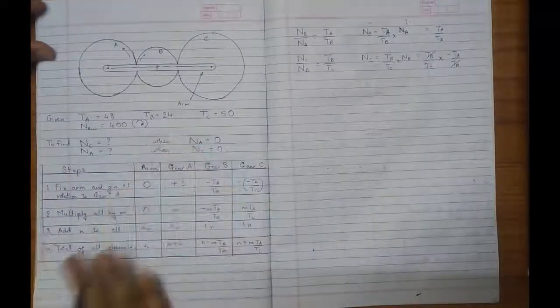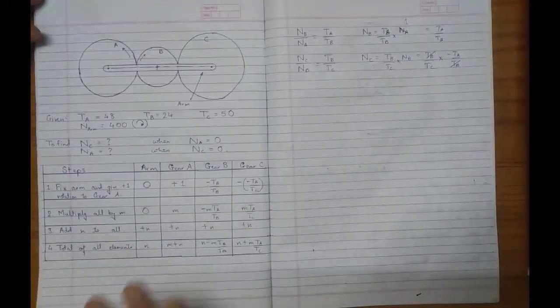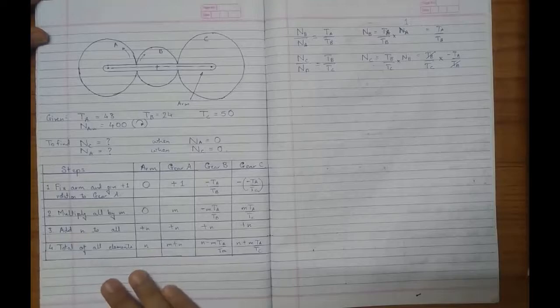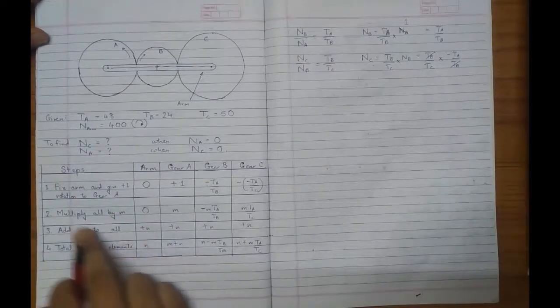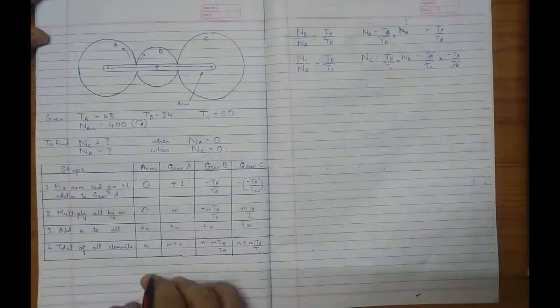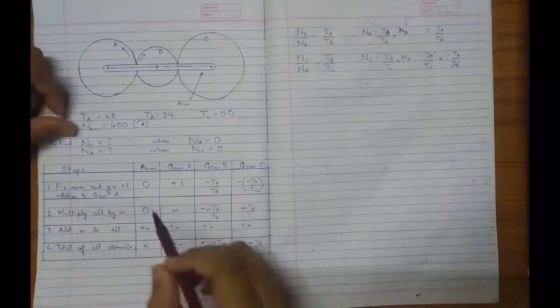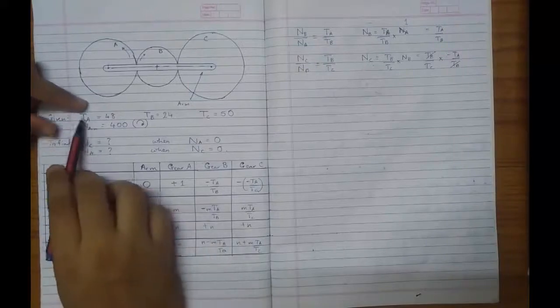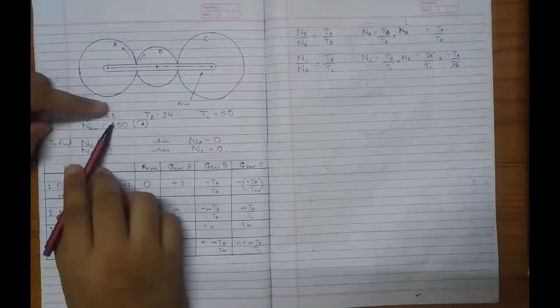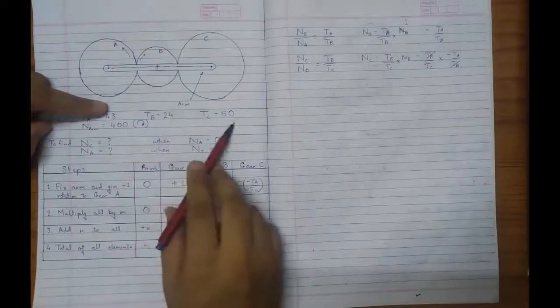Okay, so we have completed our table. Whenever you get a question on epicyclic gear train, always remember that you have to draw this table and you have to fill it up. Okay, so now we will see what are the given conditions to us. What are the given conditions in this question? So TA is given as 48, TB as 24, TC as 50.